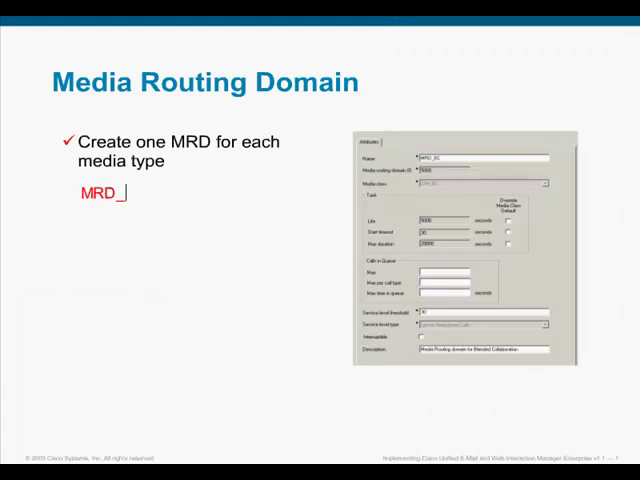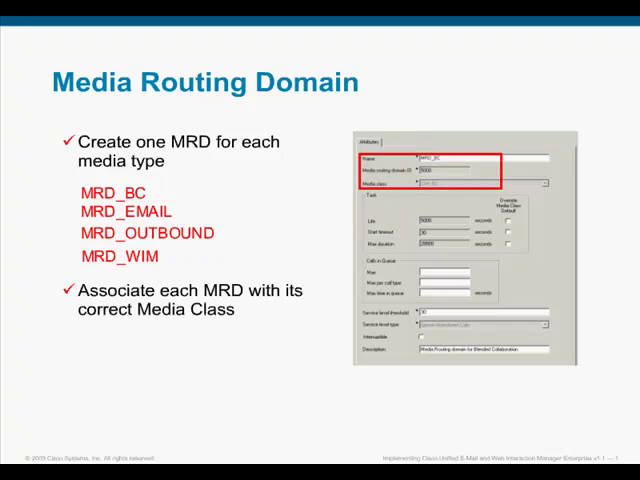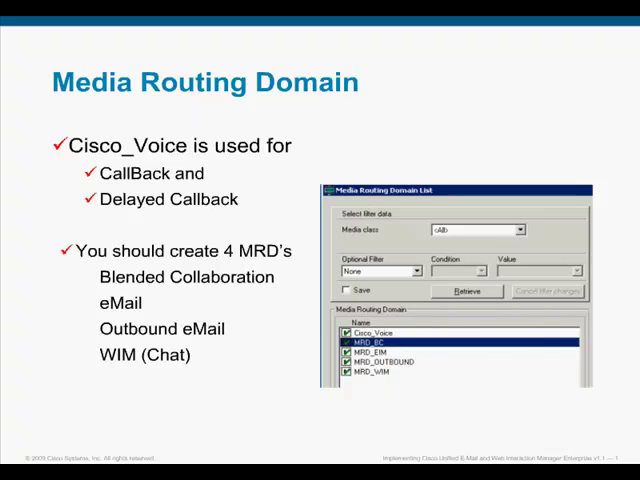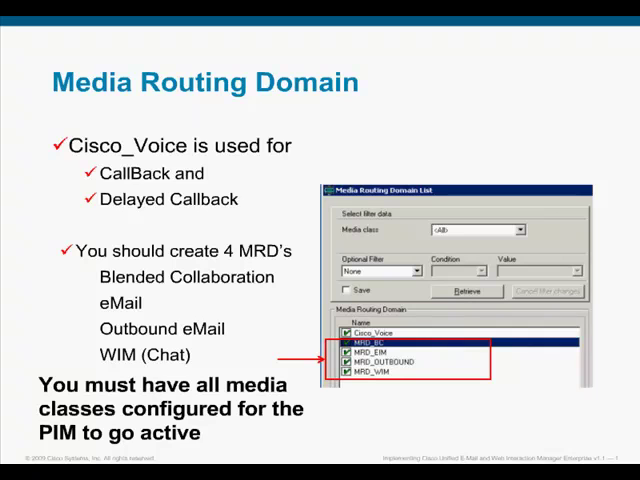Create one MRD for each media type. Create an MRD_BC, MRD_email, MRD_outbound, MRD_WIM. Associate each MRD with its corresponding media class. You do not need to create an MRD for callback or delayed callback. These two media types utilize the Cisco Voice MRD. So by now you should have 4 MRDs created, and note, you must have all MRD and media classes configured for the PIM to go active.